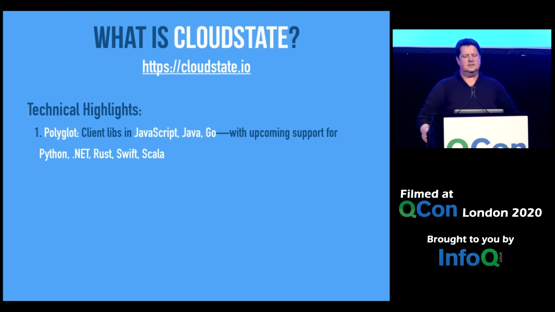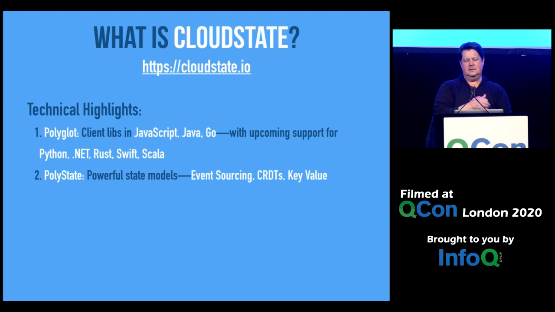So some technical highlights. It is polyglot. The very first sample application we built was JavaScript, just to show what you can actually do in JavaScript. And we feel that JavaScript is kind of the opposite of Scala, which is a programming language that Lightbend is behind. It's type safe, it's functional, it's actually deemed a little bit complex by some, where JavaScript is really, a lot of people are out there doing JavaScript. Java, of course, Go, and then upcoming support for Python, .NET, Rust, Swift, and Scala. And the sky's the limit.